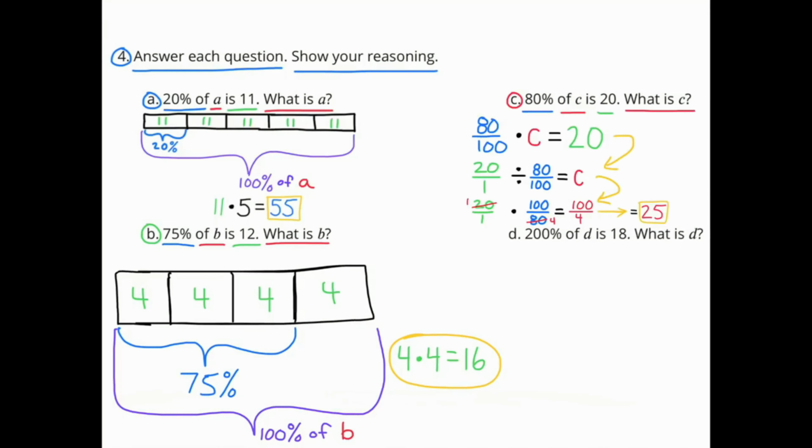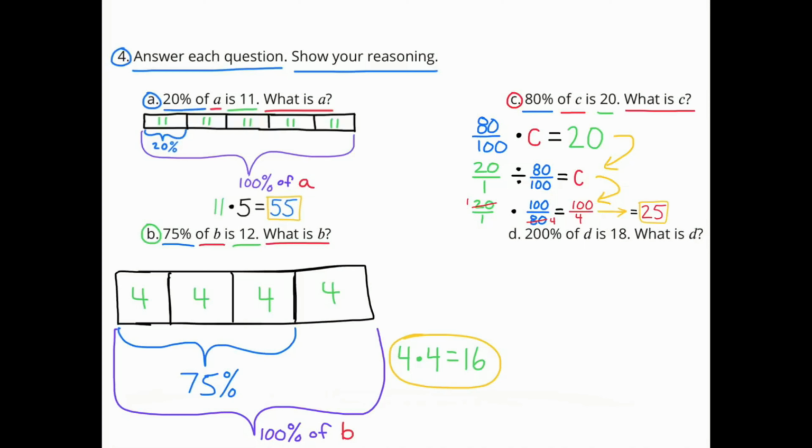C. 80% of C is 20. What is C? So I'll do this one without drawing the diagrams. I'm just going to translate it. 80% is the same as 80 out of 100, or 80 over 100. Of means times, and is means equals. So I can rewrite this as 80 over 100 times C equals 20.